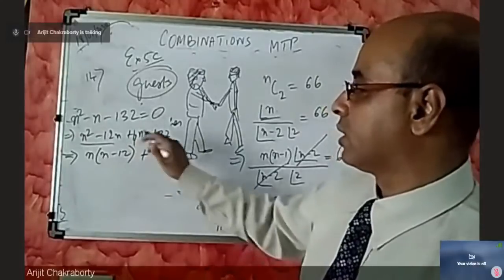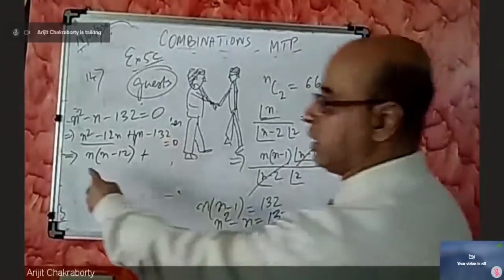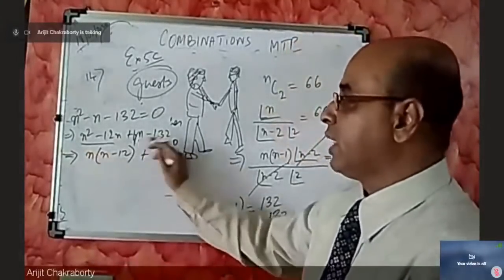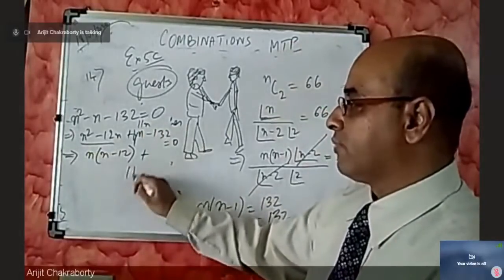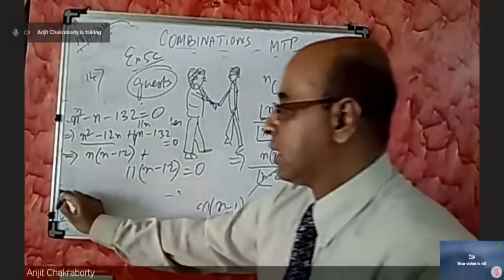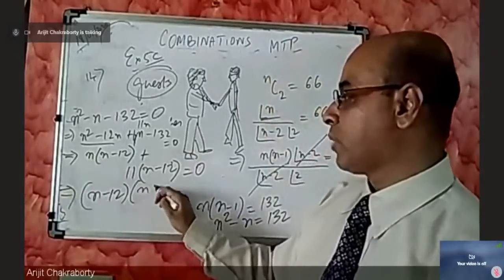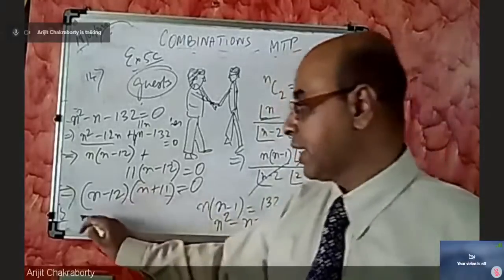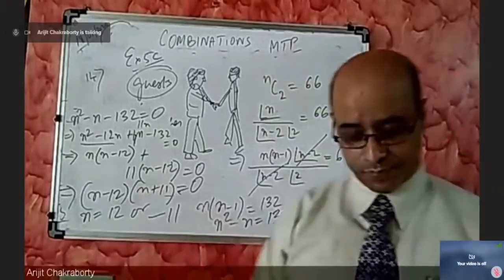Yeah, this is 11n, sorry. This is n squared minus 12n plus 11n minus 132. So n into n minus 12 from the first term, plus you have 11n minus 132. Take 11 common, so you have n minus 12. This is equal to 0. So what you get is n minus 12 into n plus 11 is equal to 0, which means n is equal to either 12 or n is equal to minus 11.